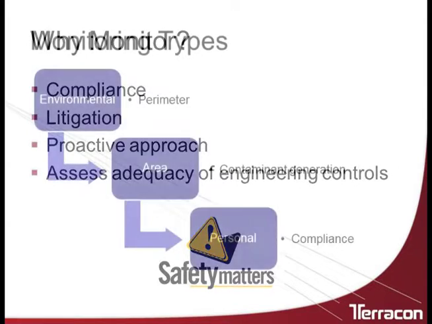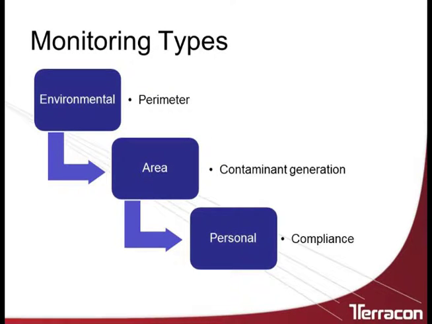And there are 3 different types of monitoring. Typically, when we talk about monitoring, one of the first ones is environmental. We're not going to dwell on that today because that's kind of a separate topic all itself. But typically in environmental monitoring, it's a perimeter type of monitoring because you're trying to determine just exactly whether or not the operations and the materials that are generated at that particular facility are migrating off the site and impacting your neighbors.